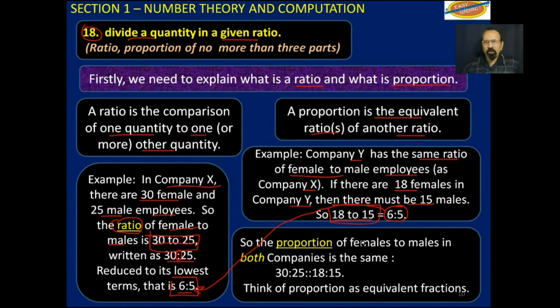So the proportion of females to males in both companies is the same. 30 to 25 is the same as 18 to 15. Think of proportion as equivalent fractions. 30 over 25 is equal to 18 over 15. But note that in this objective, we will not be dealing much with proportion. We will be dealing mainly with ratio.